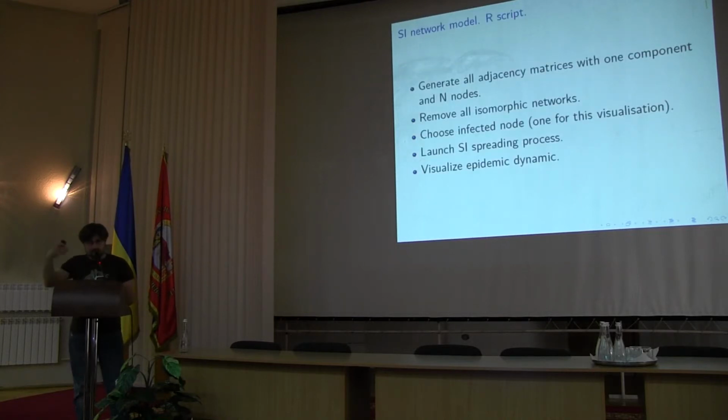So what's the idea? How do we build this simulation? We generate all adjacency matrices which describe the network structure for one component and n nodes. We consider only one-component networks because if you have two components, and one component is affected and the other is not, then it's obvious that the second component will never be affected because there are no links. So we only consider networks with the property of connectivity. Then we remove all isomorphic networks, choose an infected node, and launch the SI spreading process.